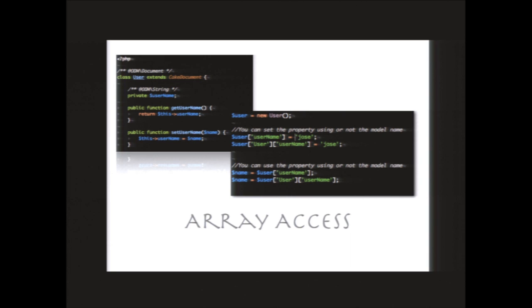So I also plan to use array access. If I have the same class and I access it using user, sub, username, and I set the property, it should save. And it should also be used to set associated properties. If I set post, sub, author, sub, username, it should work too.